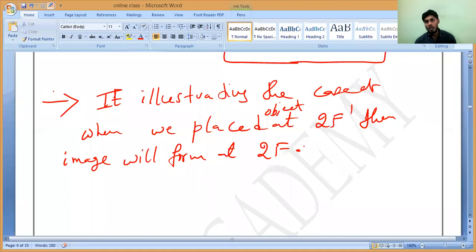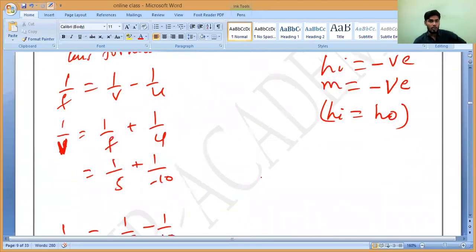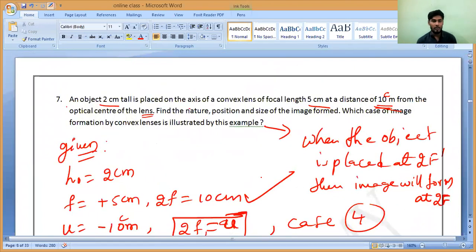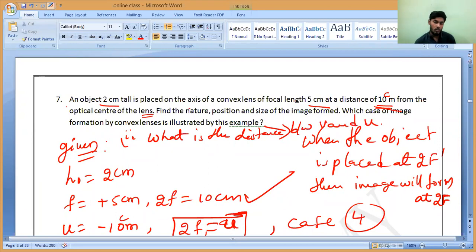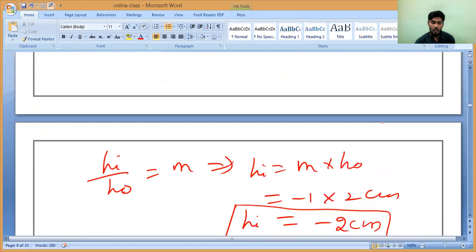Now in this case, let me add one more question. What is the distance between image and object? Next subdivision: what is the distance between V and U? V and U I am asking, so be very careful and tell me.